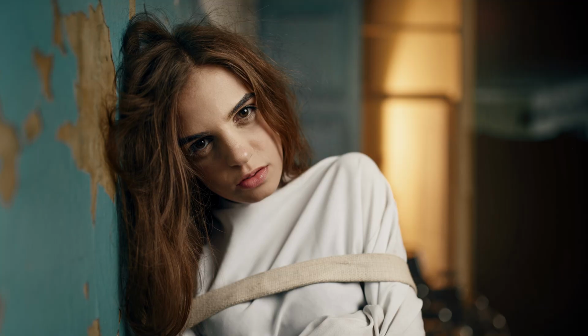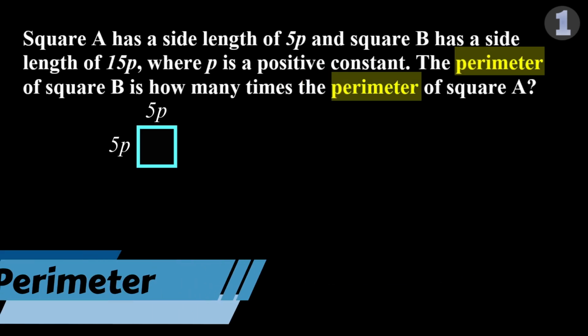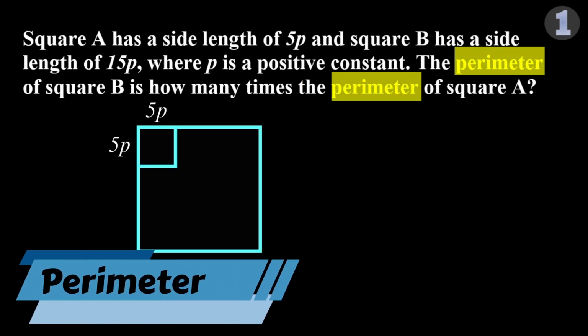Sometimes the dream-crushing sociopaths at the SAT try to trick students by writing nearly identical questions, but they ask about the perimeter instead of the area. If you know what happens to the perimeter, add your answer in the comments below.